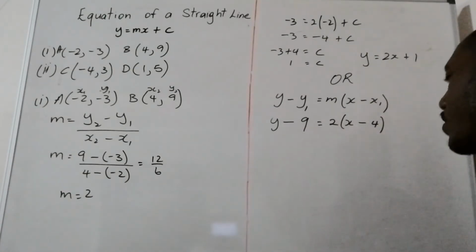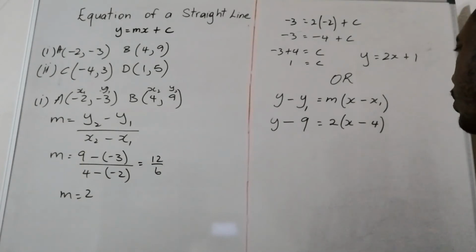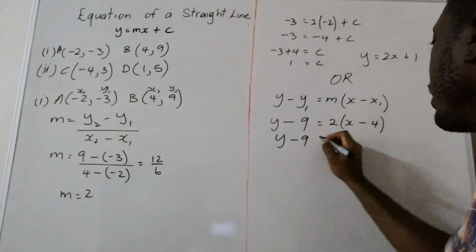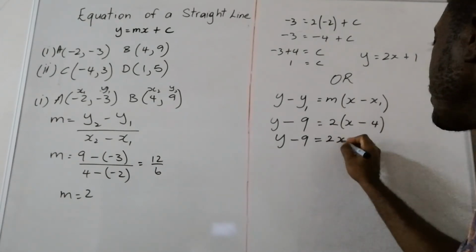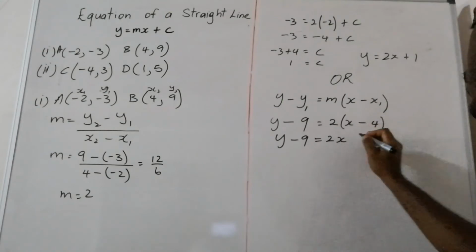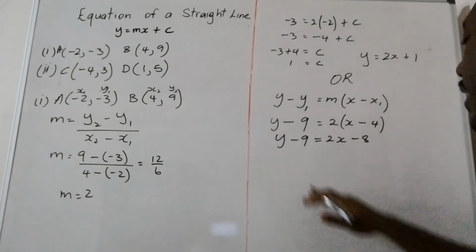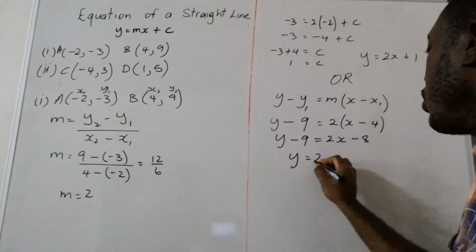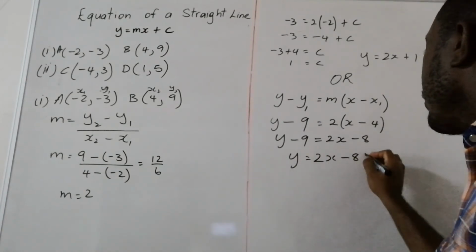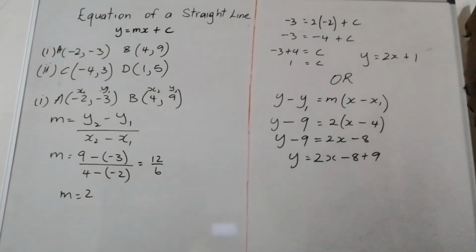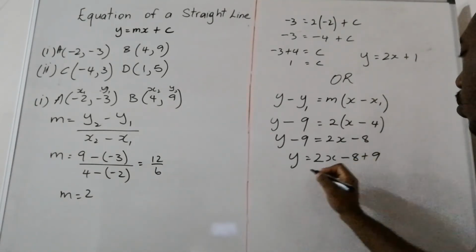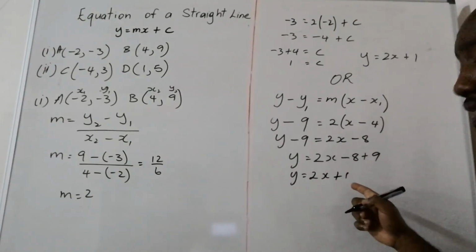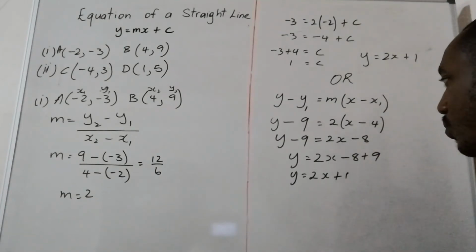Now, simplifying this, working this out, what will we get? Y minus 9, we multiply throughout by 2, so we will have 2 times x, and 2 times negative 4 will give us negative 8. And then we bring our 9 over. So y is equal to 2x, take 8 plus 9. And negative 8 plus 9 will give us 1. So y is equal to 2x plus 1. And we have the same answer as we have here.